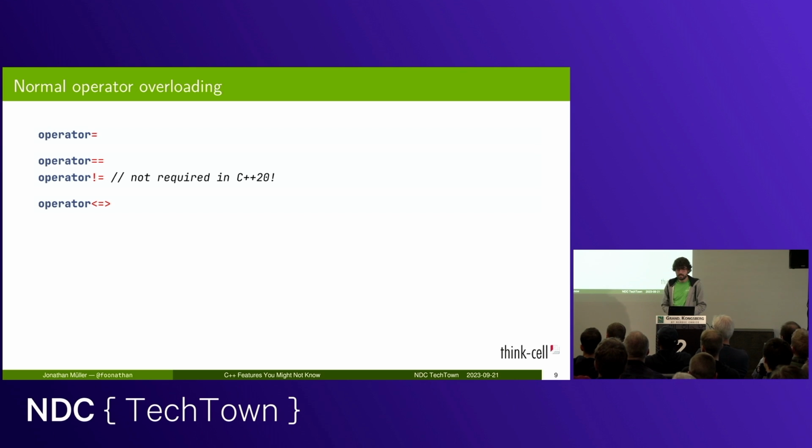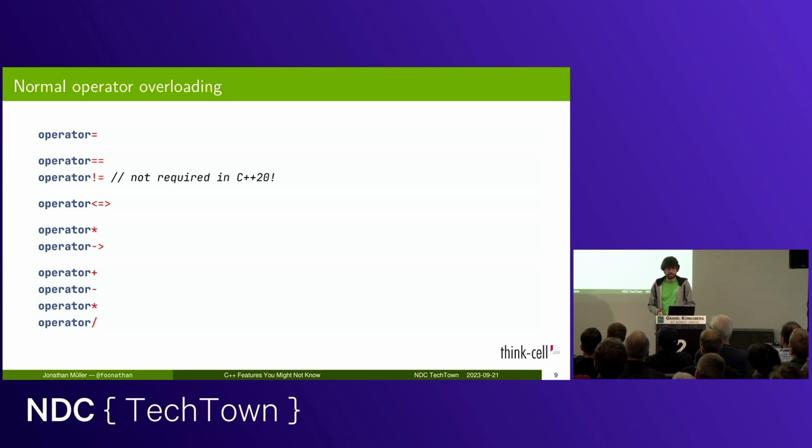You can also overload the spaceship operator in C++20. You can have dereference operators if you're writing an iterator or something like that, or a smart pointer, and arithmetic operators. This is normal overloading.